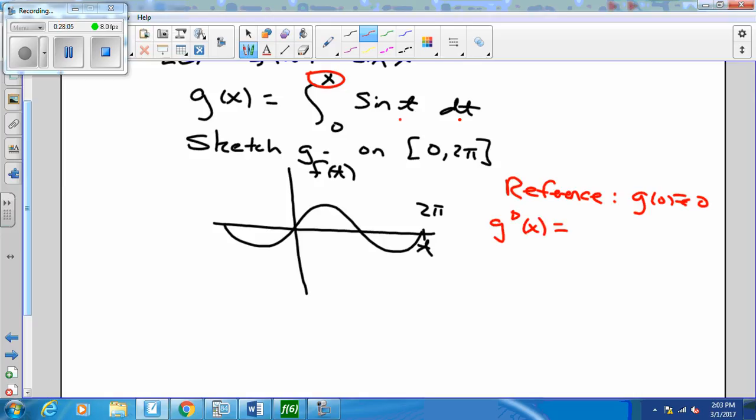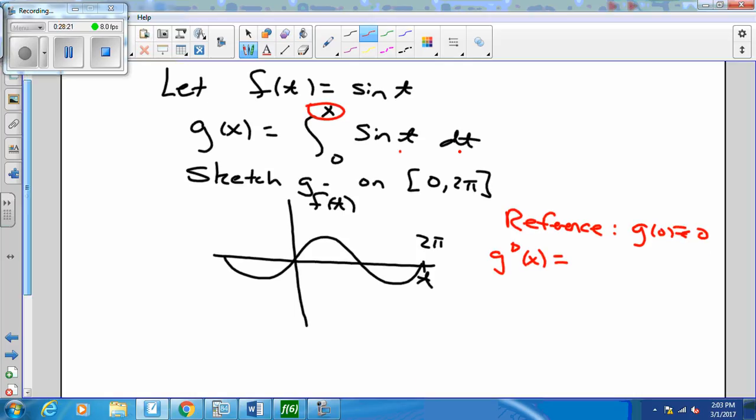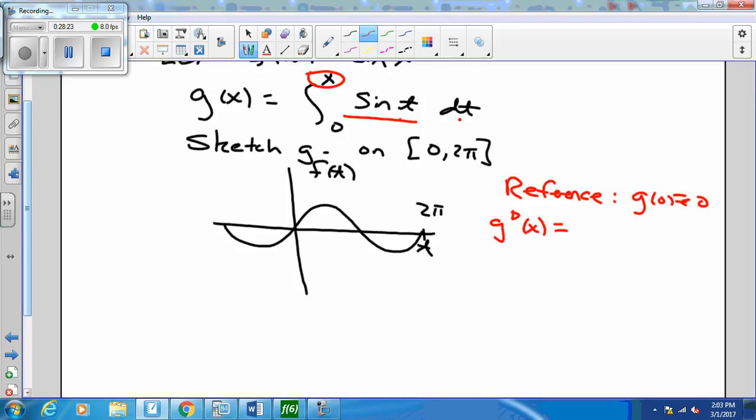Now we're ready to use some information from g prime. And what is g prime of x equal to? f of x is correct. What is the f that we're talking about? Sine x. That's right. g prime of x is going to be equal to sine x. Notice that we are evaluating at point x specifically.